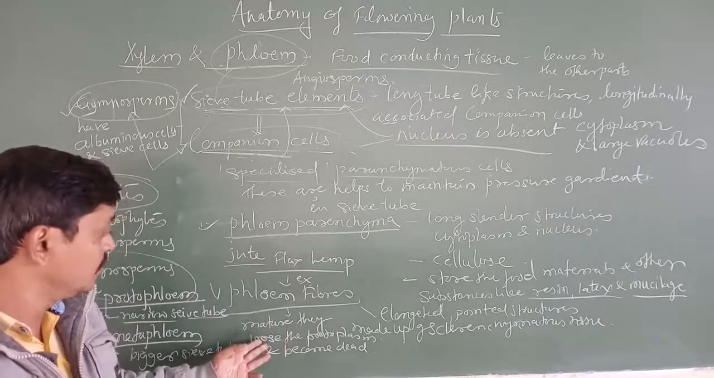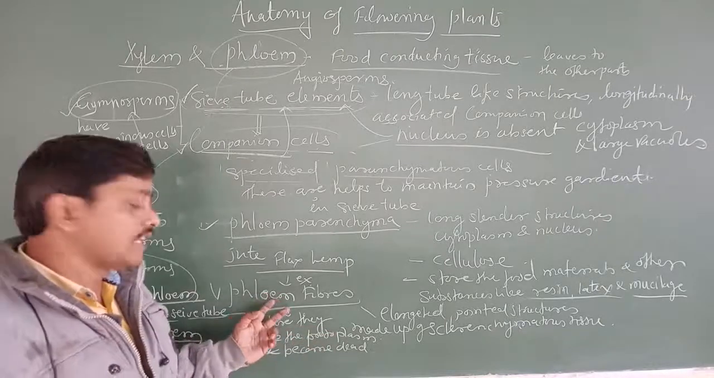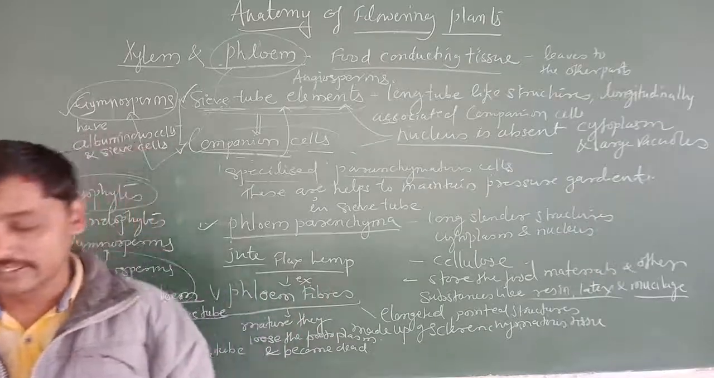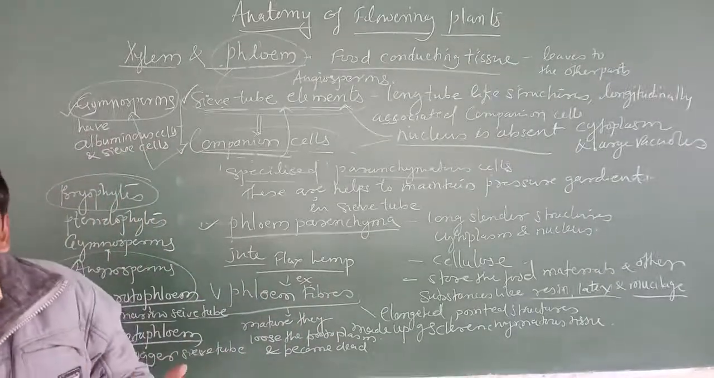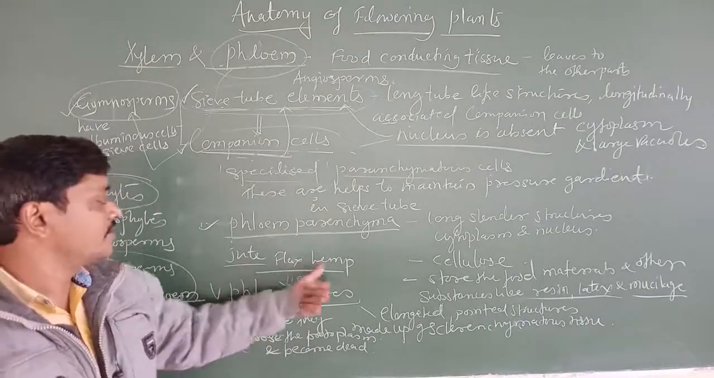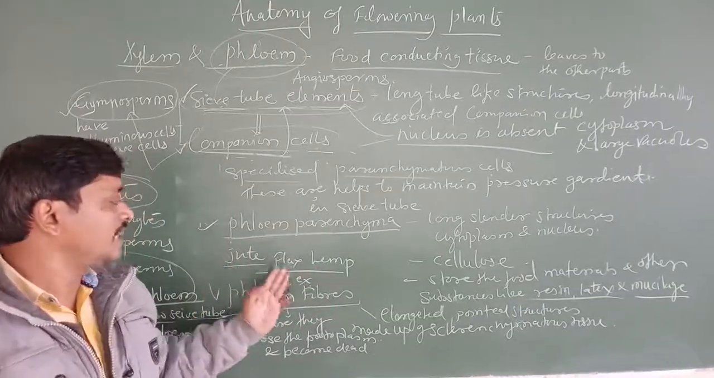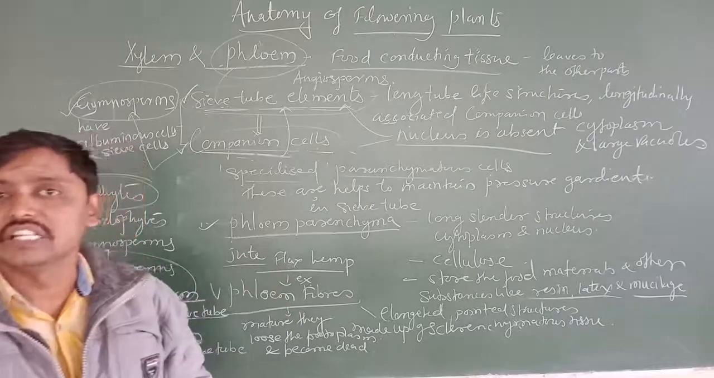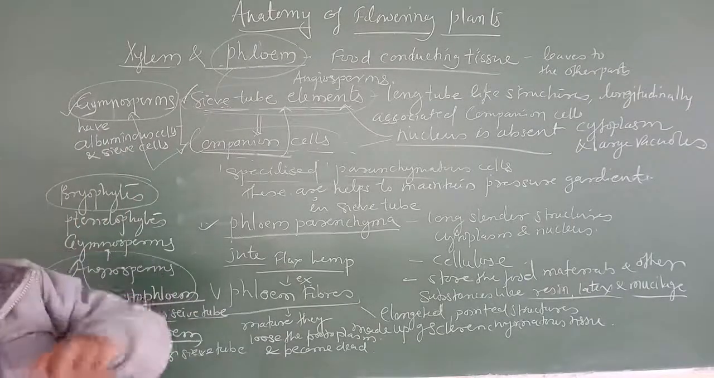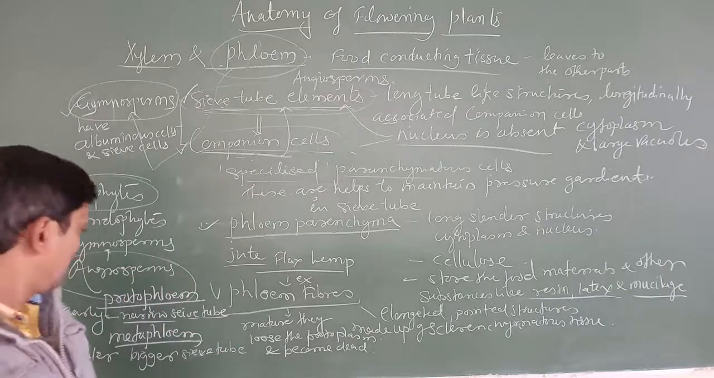They are going to lose the protoplasm at maturity, and they become dead. The phloem fibers are dead, in the sense that they are not live. Examples of phloem fibers are jute, flax and hemp. These jute, flax and hemp are used commercially for making roofs, ropes, and so on.